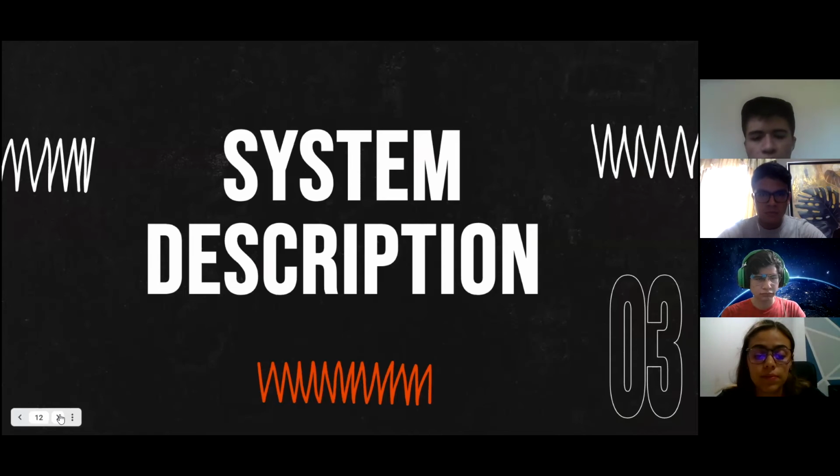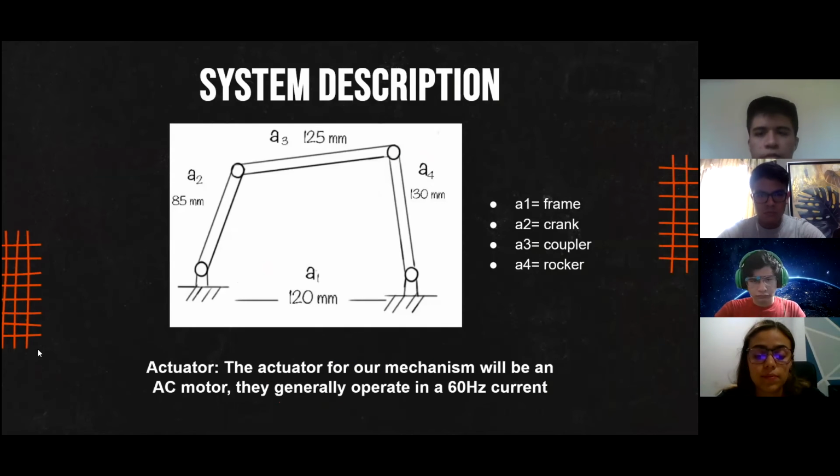This system has 4 links. The A1 works as the frame. It's the ground of the mechanism. It's a 120 millimeters link, and this doesn't have a movement because it is fixed. The A2, corresponding to the crank, is an 85 millimeters link. It is attached to the shaft, which imparts it with the same circular motion.